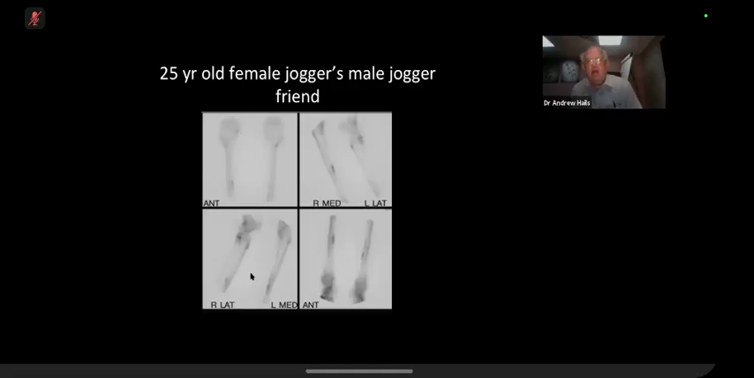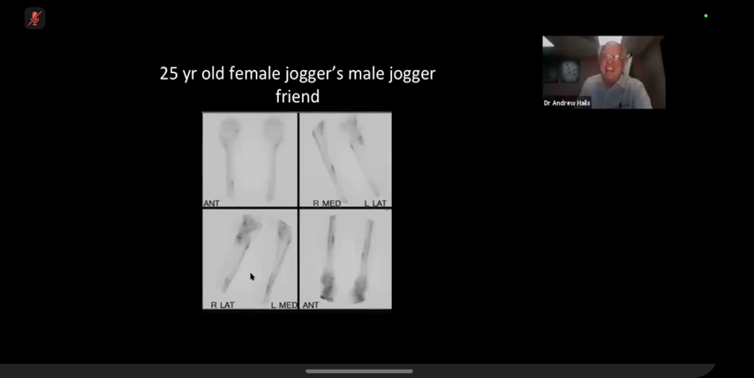Now, this I will ask you about. This lady went jogging with her partner, and this was the partner's. Oh, I'm sorry, that's hopeless. You saw that, didn't you? I didn't actually, but I wasn't quick enough. No. Okay, so this is her friend, and this is the bone scan. Any comments on it?